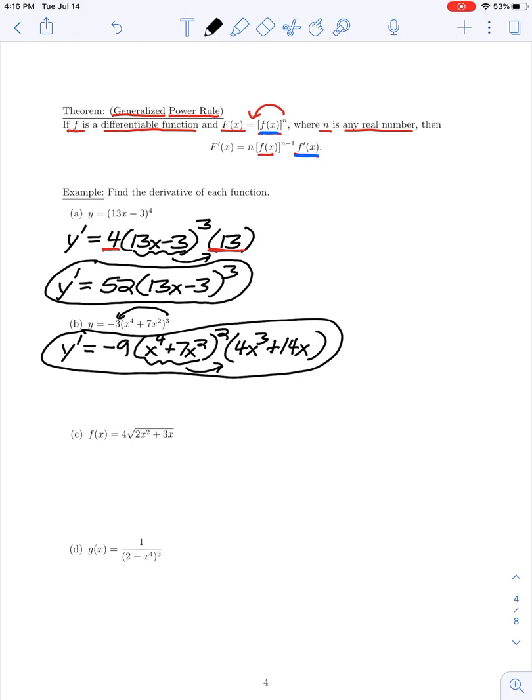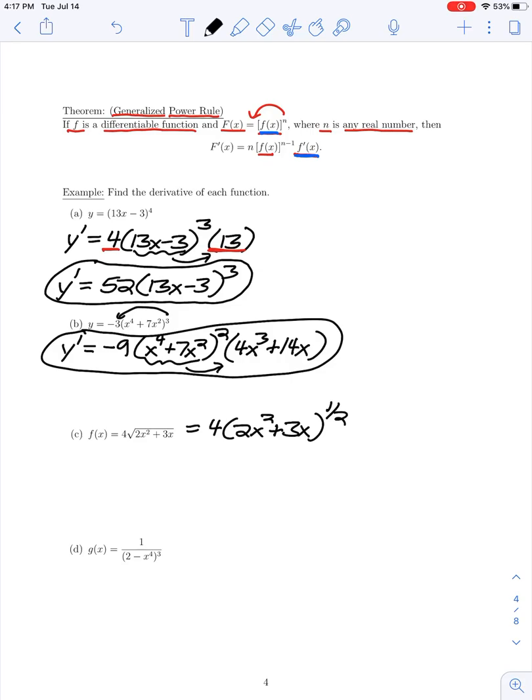Now in part C, we have f of x is 4 times the square root of a polynomial. So again, as soon as I recognize that this is a composite function, I know I want to make use of the chain rule. And recall that when we're taking the square root of some quantity, we can really think about that as that quantity being raised to the 1/2 power. So now this looks exactly like the examples that we had just done in parts A and B.